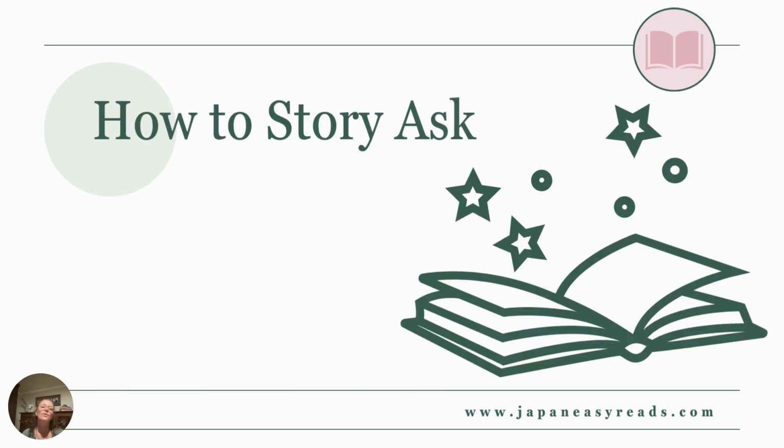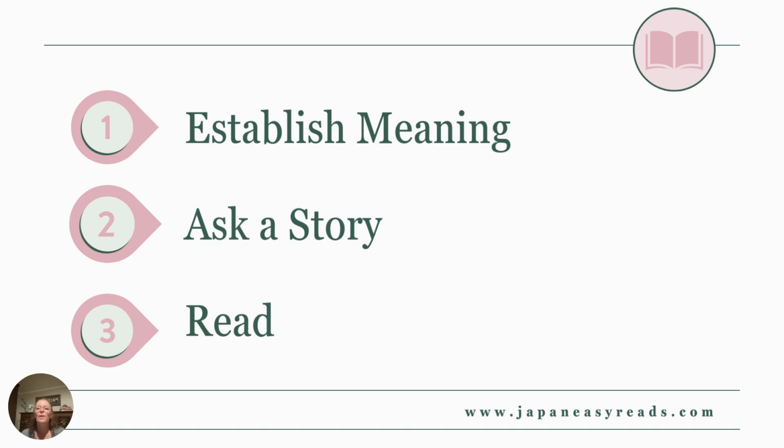So down to the nuts and bolts, how to story ask. So there are 3 parts to TPRS. Number 1, we establish meaning. Number 2, we ask a story. And number 3, we read that story with our class. So the story is known content.